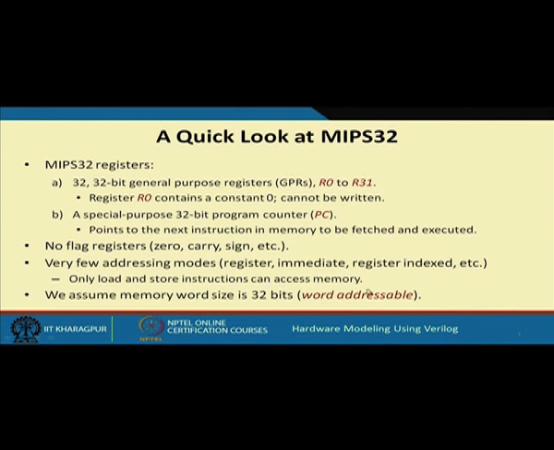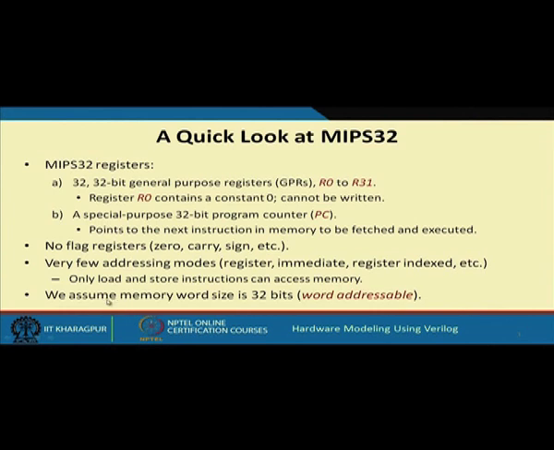Another important thing is that the only instructions that can access memory are load and store, and all other instructions operate only on the CPU registers. They cannot use any data directly that is stored in memory. You will first have to load that data into a register and then use it in some computation. Another assumption we are making, because everything is 32 bits, to make things simple, is that memory is word addressable, meaning that every word has a unique address and the memory word size is 32 bits.